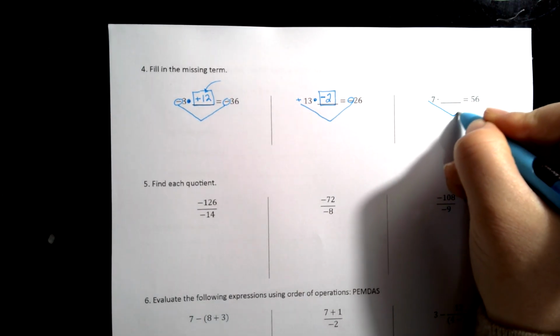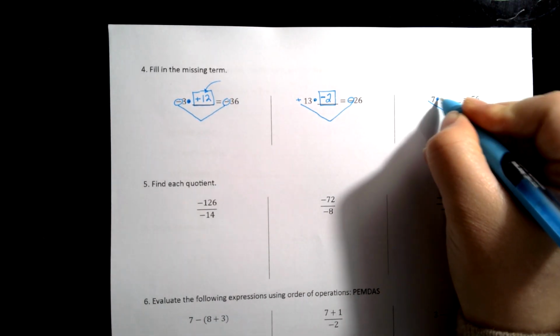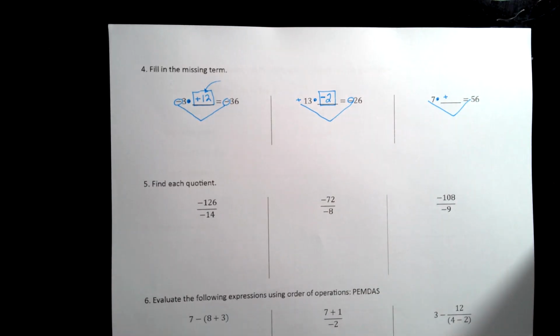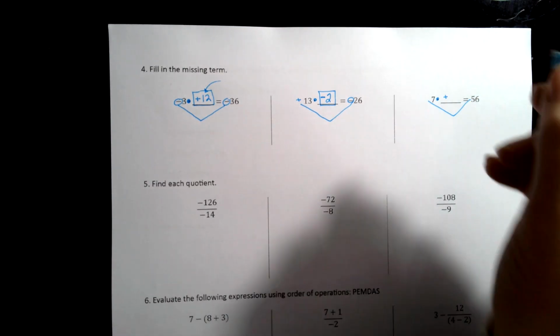Same thing, same or different. These are both positive, so same. And again, 7 times what is 56? And that is 8.